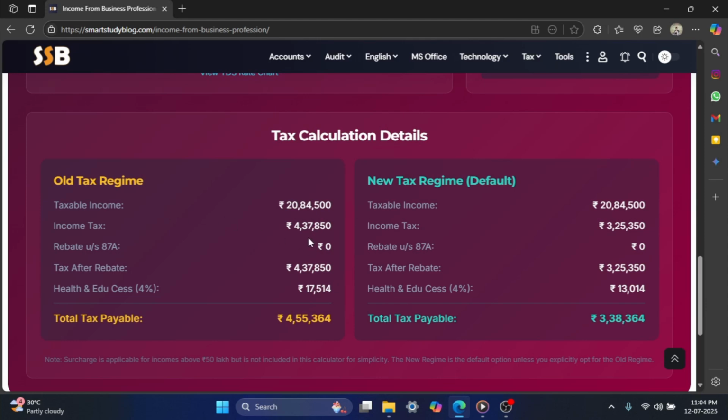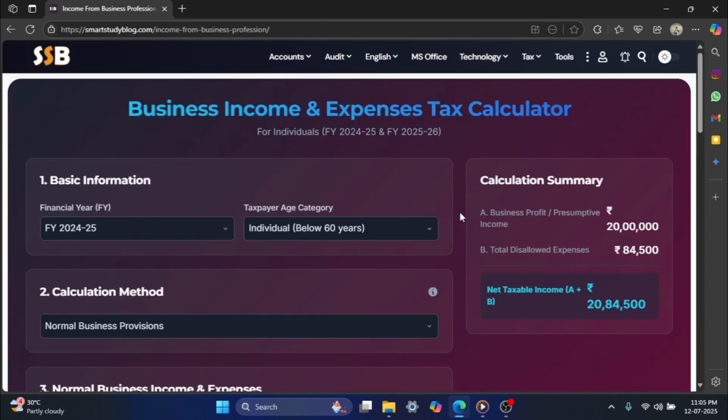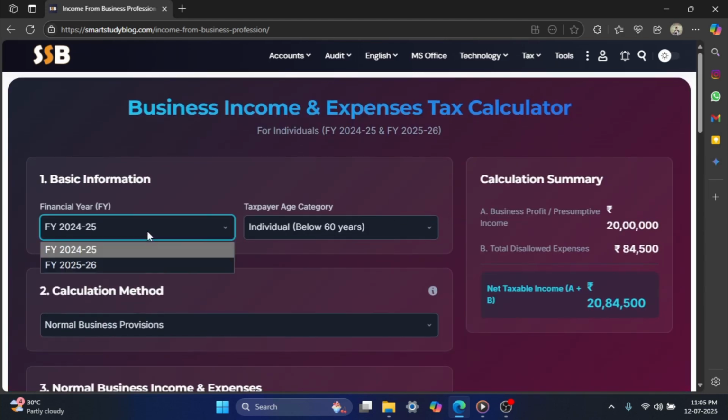The base income tax, any Section 87A rebate you might be eligible for, that's the tax relief for lower incomes, then your tax after the rebate, and finally, the health and education cess on top, all shown for both regimes. So you can directly compare the bottom line. Precisely. And if we connect this to the bigger picture, especially looking ahead to FY 2025-26, this comparison is incredibly valuable. Why specifically for 25-26?